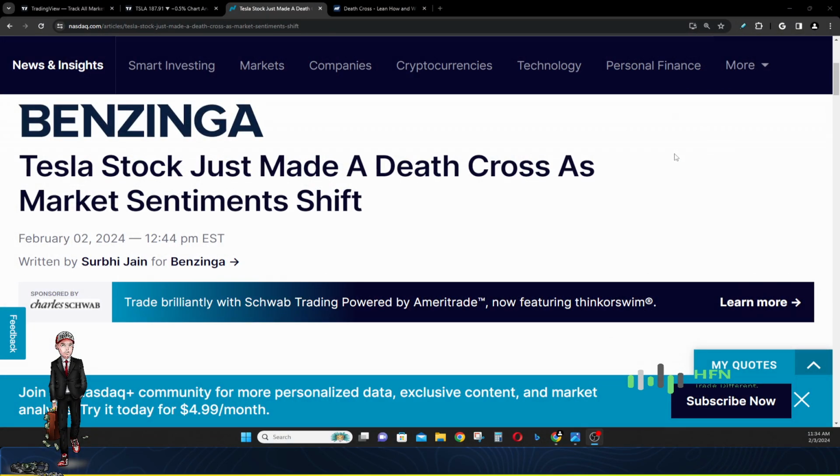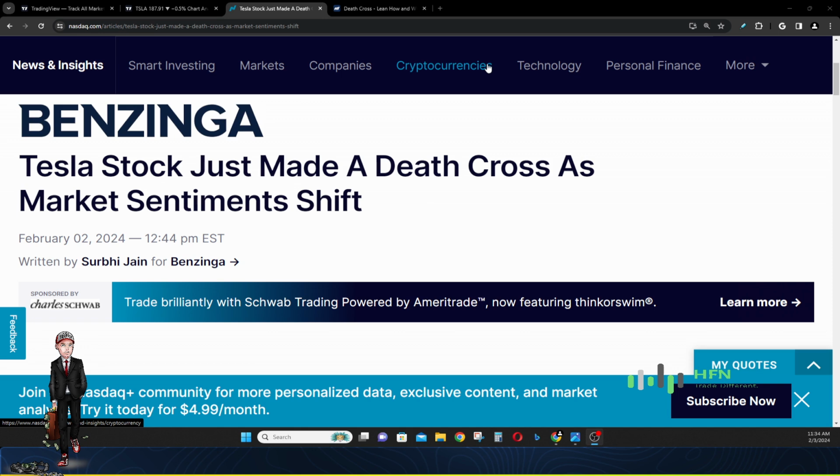All right, so check this out. We got Benzinga right here telling us that Tesla stock just made a death cross as market sentiments shift. Now, what in the world is a death cross? If you've been in the stock market for a while, a death cross is not a good thing. It's a negative thing.